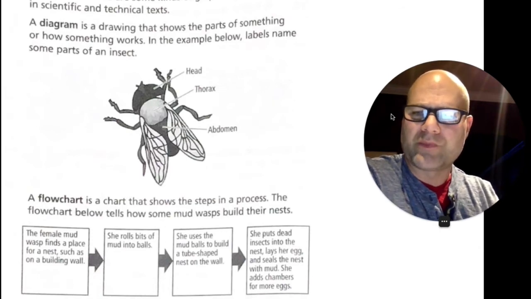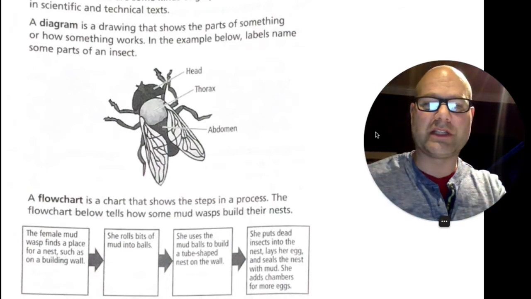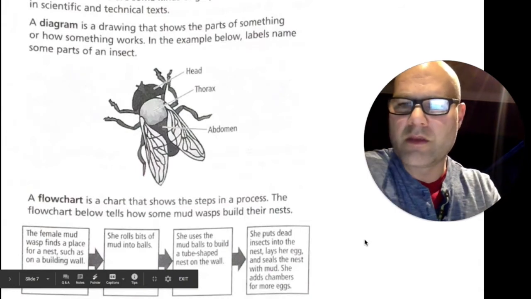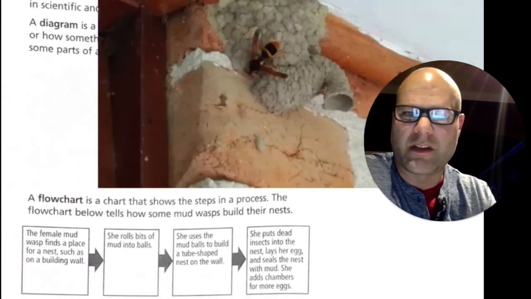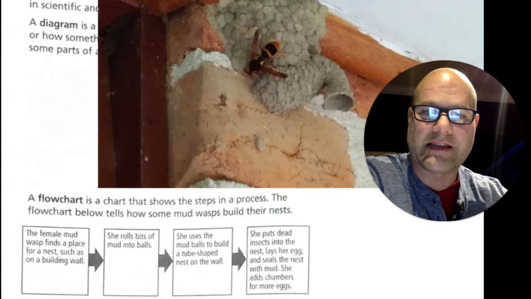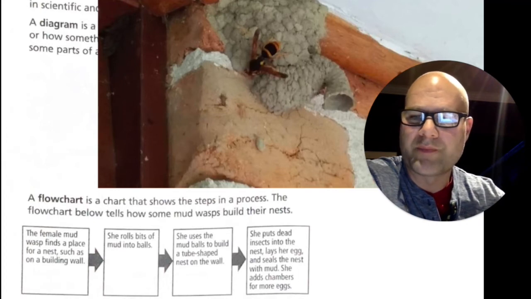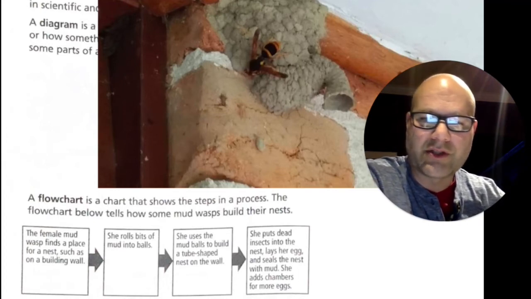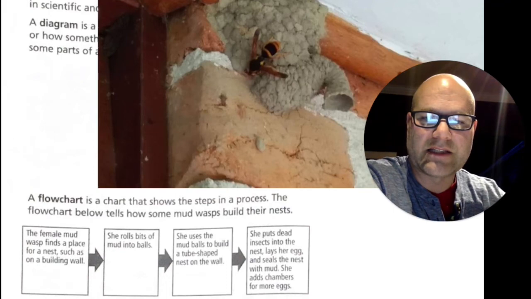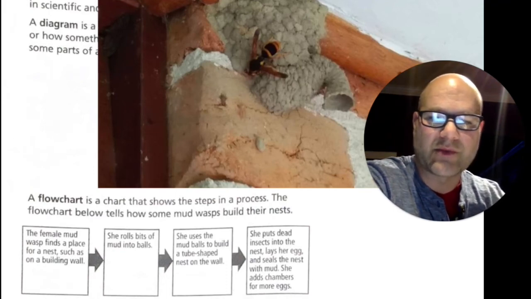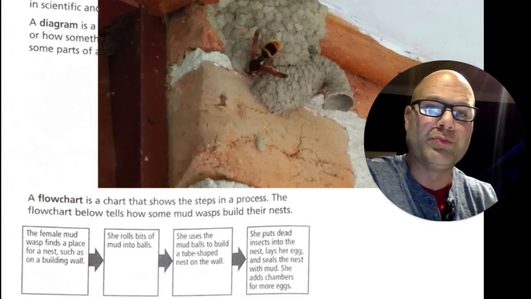A flow chart is a chart that shows the steps in a process. So you actually visualize the sequence of events, right? The flowchart below tells how some mud wasps build their nests. And here's an image of a mud wasp and its nest. The female mud wasp finds a place for a nest, such as on a building wall. She rolls bits of mud into balls. She uses the mud balls to build a tube-shaped nest on the wall. She puts dead insects into the nest, lays her egg, and seals the nest with mud. She adds chambers for more eggs, so there can be multiple tubes, right?